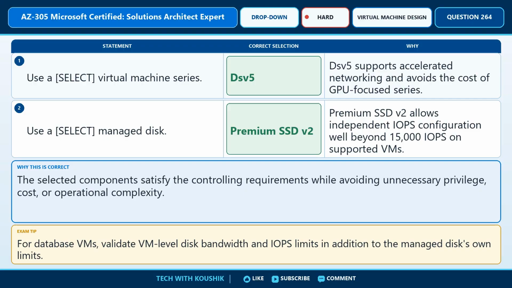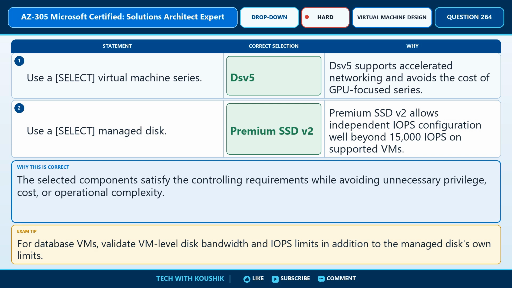The answer to the first statement is DSv5. DSv5 supports accelerated networking and avoids the cost of GPU-focused series. The answer to the second statement is Premium SSD v2. Premium SSD v2 allows independent IOPS configuration well beyond 15,000 IOPS on supported virtual machines.